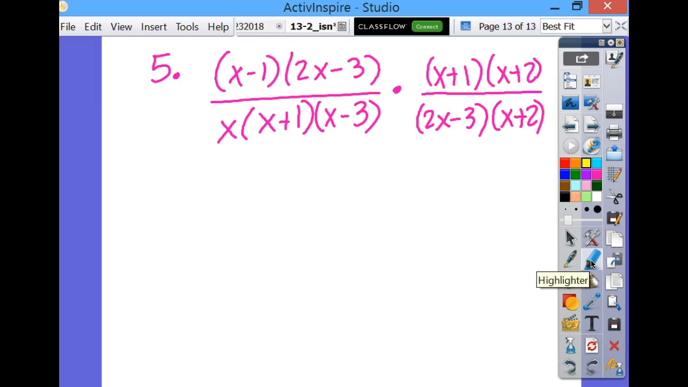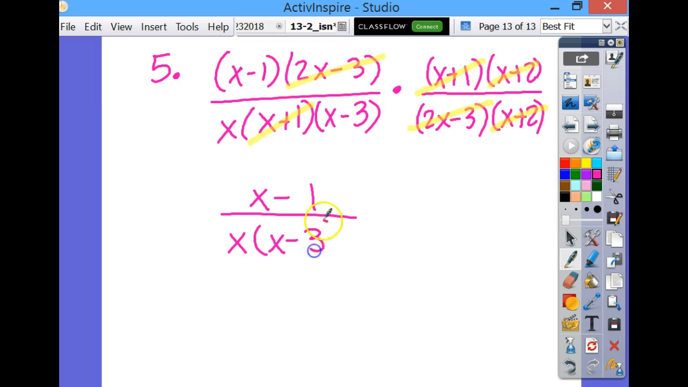When I have everything factored out, then I start looking for things that will cancel. The x minus 3 cancels the x minus 3. X plus 1 cancels the x plus 1. X plus 2, x plus 2. So we have an x minus 1 left on top, and an x and an x minus 3 left on the bottom. This is your final simplified answer.